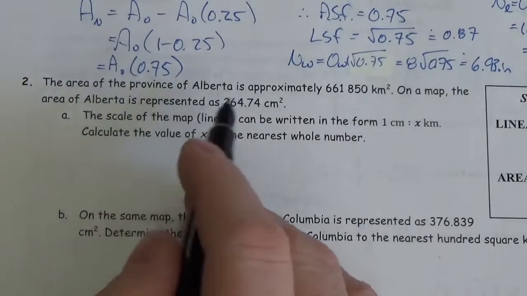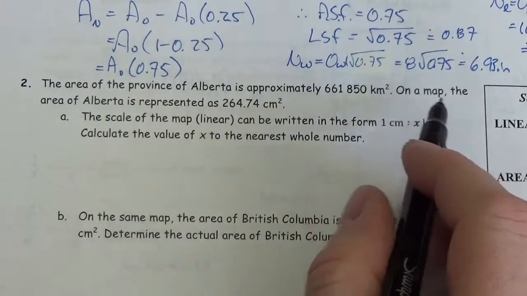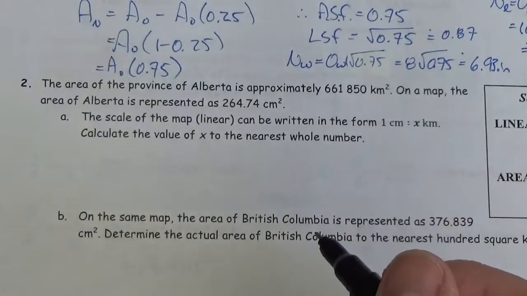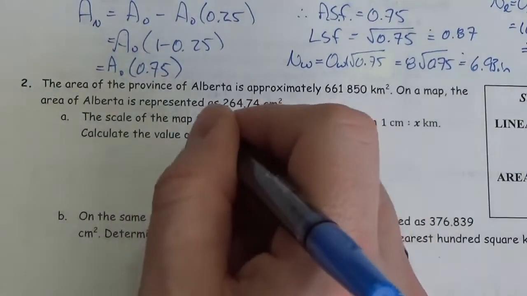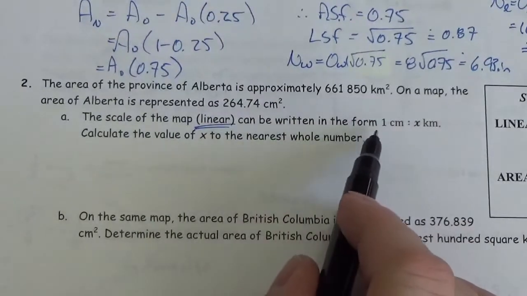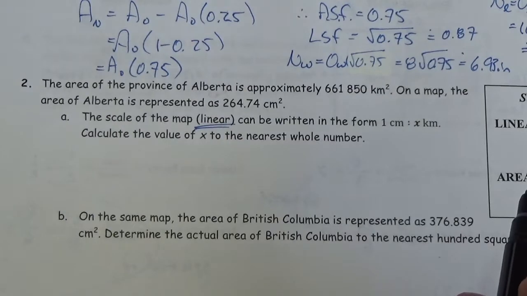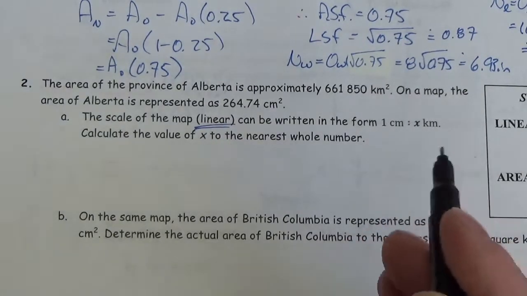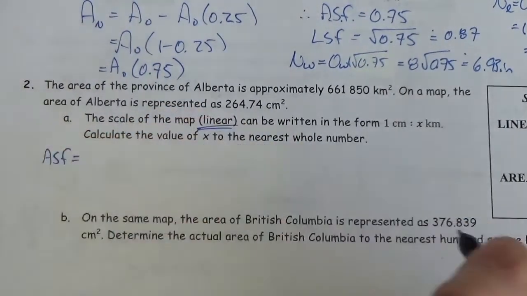Anyway, there you go. Right, in this question we read that the area of the province of Alberta is approximately 661,850 kilometers. On a map, the area of Alberta is represented by 264.74 centimeters squared. So the scale of the map, the linear scale factor, and we got to remember that that's what they're asking for here, can be written in the form 1 centimeter to x kilometers. So what's the value of x? Okay, so we're trying to get a linear scale factor here, but we're given the two areas. So what we're going to do here is get the area scale factor first.